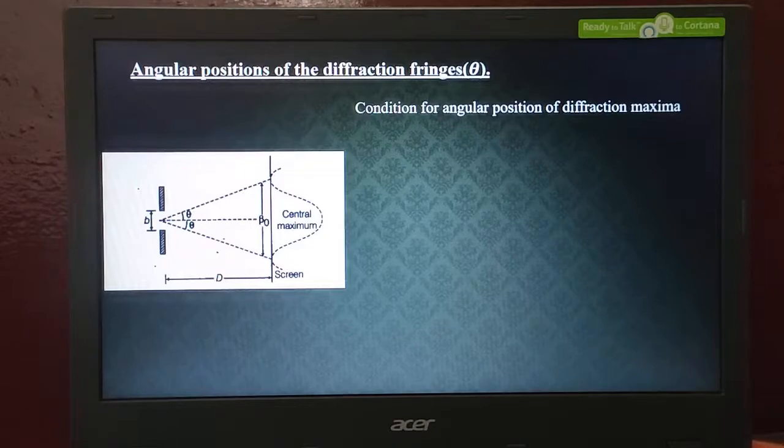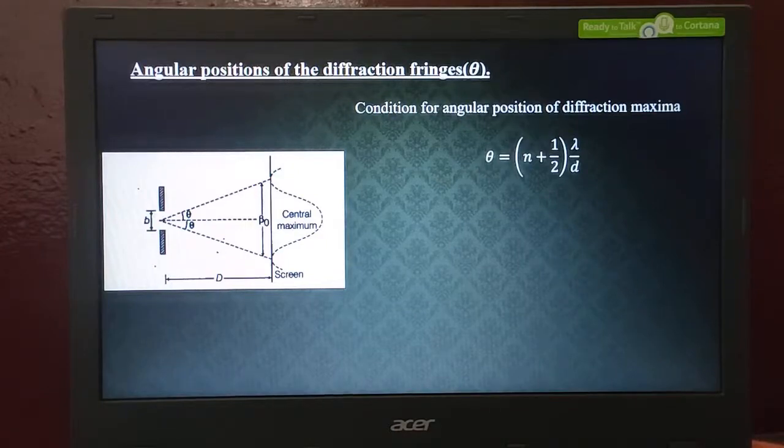The expression for this may be asked for 1 mark in your exam. What is the condition for angular position of a diffraction maxima? The expression for that is theta is equal to (n plus half) into lambda divided by d. This is the actual expression for angular positions of the diffraction fringes. That is theta is equal to (n plus half) into lambda divided by d.